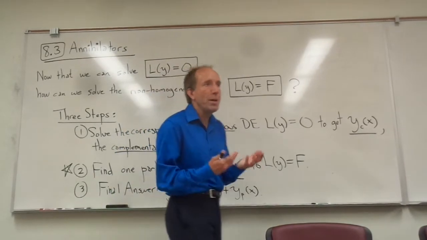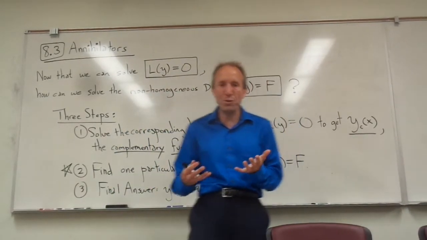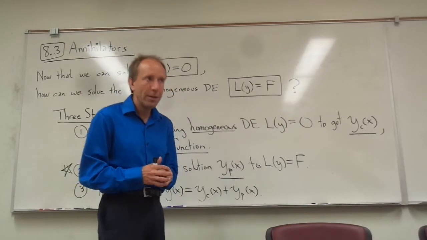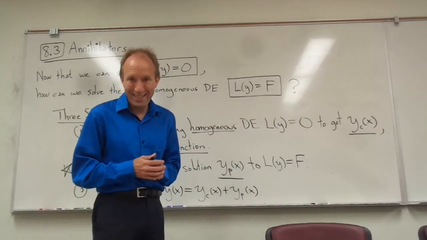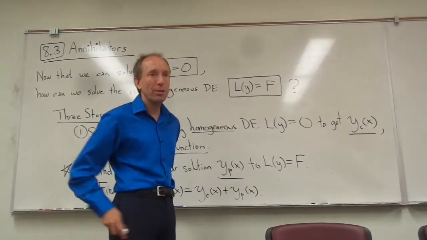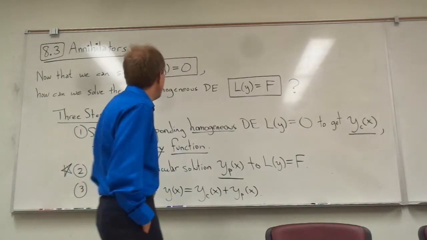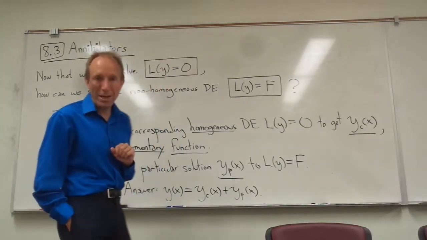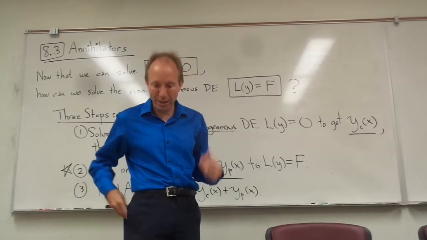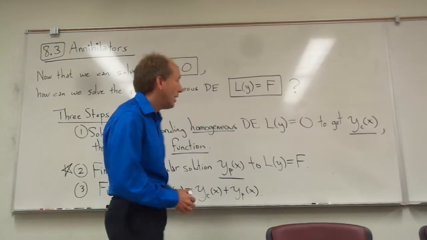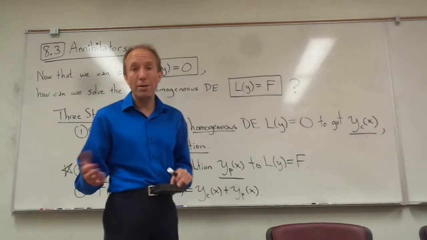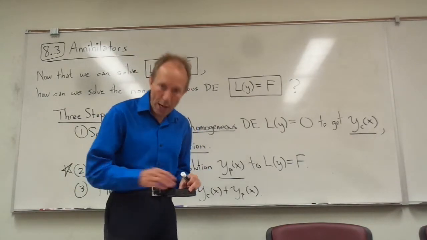So there are two methods for finding one particular solution to L of y equals f. And the reason we have two methods is that neither one of those two methods that I'm going to explain works in all situations. So we need to have multiple ways of approaching these problems. The annihilator method is one method. I'm going to talk about that in the video, and then when I get back to class again next week, we will talk about what's called variation of parameters.